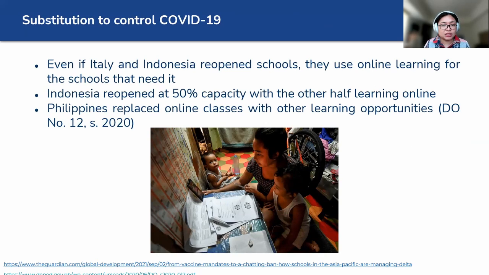So let's take a look at other countries. Other countries also went into online learning. Actually, almost the majority of the countries. But by now, the countries have all reopened already. But initially, you have countries like Italy and Indonesia, when they reopened, it wasn't a complete reopening. It was also gradual or partial. So, like Indonesia reopened at 50% capacity with the other half learning online, and then they gradually went up.